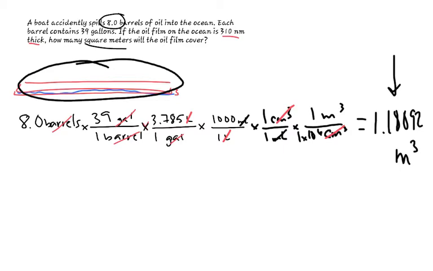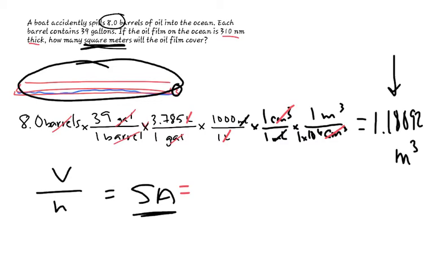We don't want to know what's the volume of the oil, we just want to know what's the surface area, or in other words, what's the square meters of oil. We already know what the height is, which is in nanometers. So, to get my surface area calculated, all I have to do is take my volume divided by what that height would be, and that would give me my surface area, which is the answer. I just calculated what the volume is of this particular oil spill.